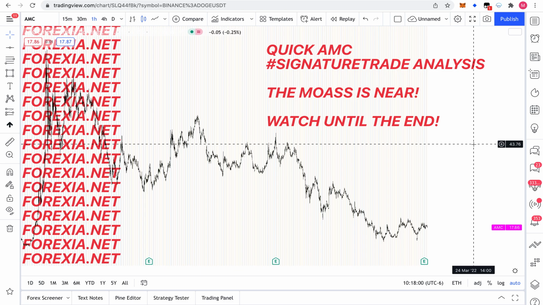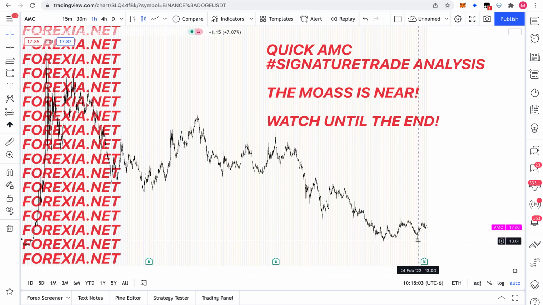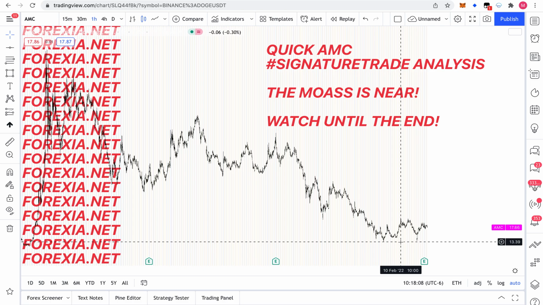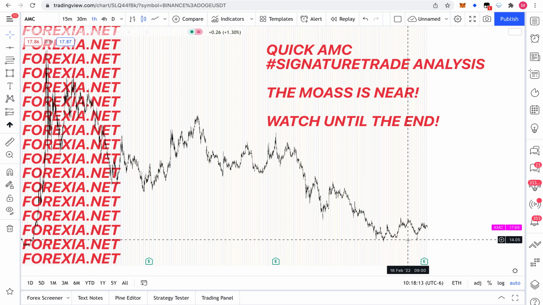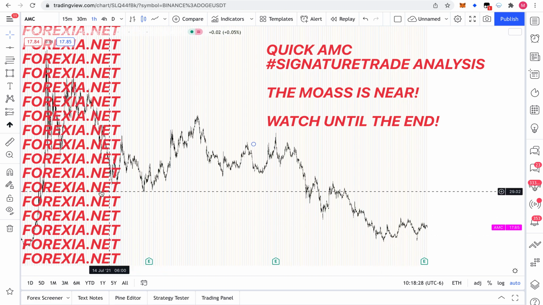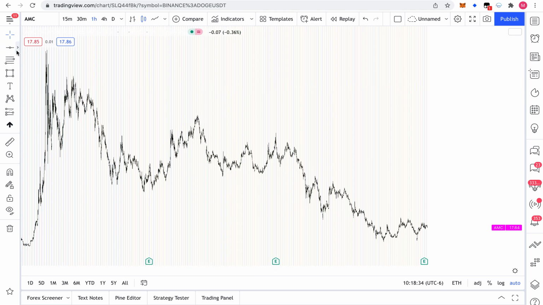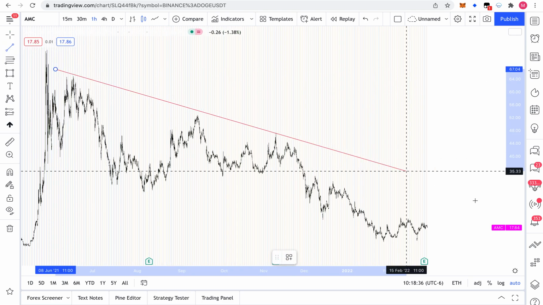I personally do not believe that AMC is going to reach any lower than these lows that we see right now. If it does, I'm going to buy every single penny of it. But what I'm seeing right now is a reversal pattern, signature trade pattern, and a trade of a lifetime. So watch until the end, you guys. This is going to be one of the best analysis videos you watch, and it's not going to take very long. I'm going to start right now, and we're just going to hit it out of the ballpark, you guys.